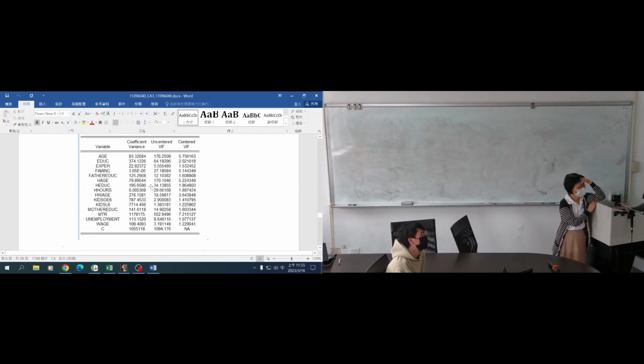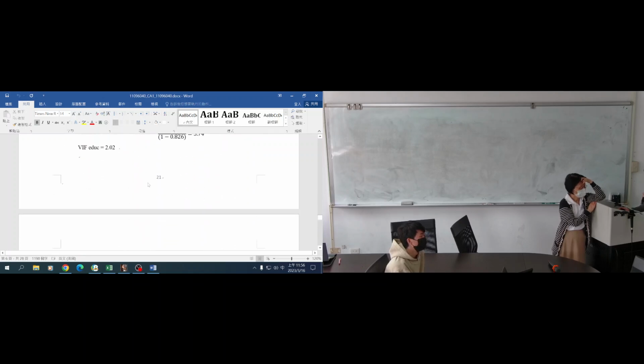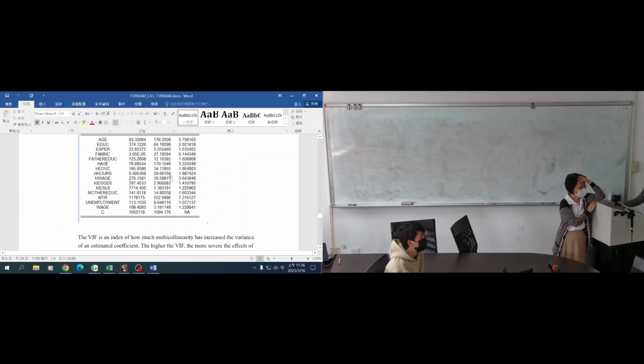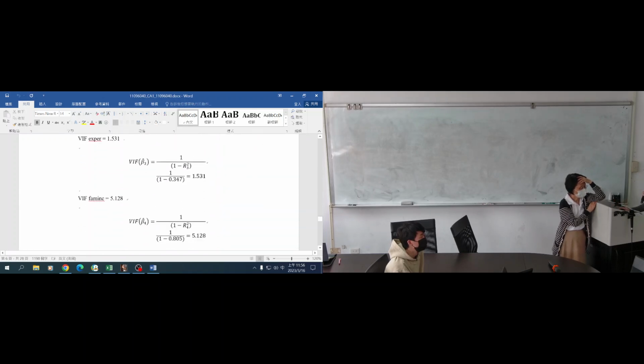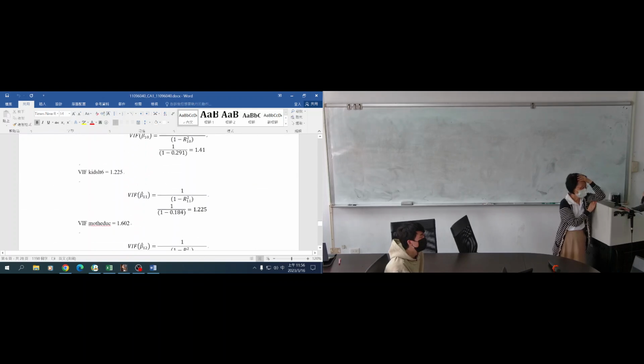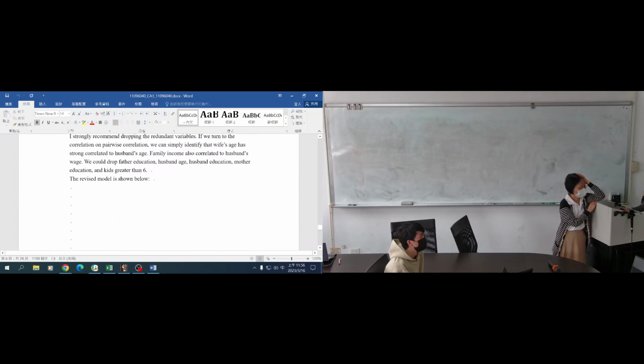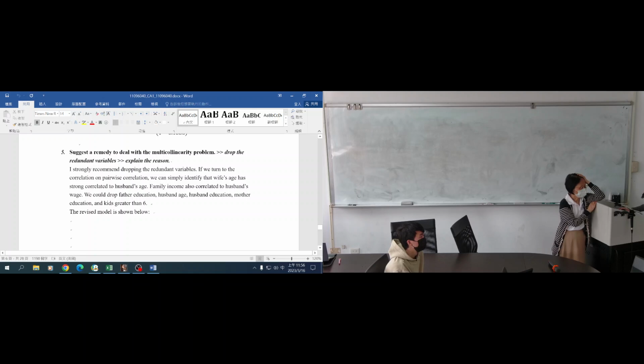And I got this VIF here, and the highest ones are age, family income, and husband wage, but not really that much. So this is the formula that matches this table. And then for the remedial, I strongly recommend dropping the redundant variables.